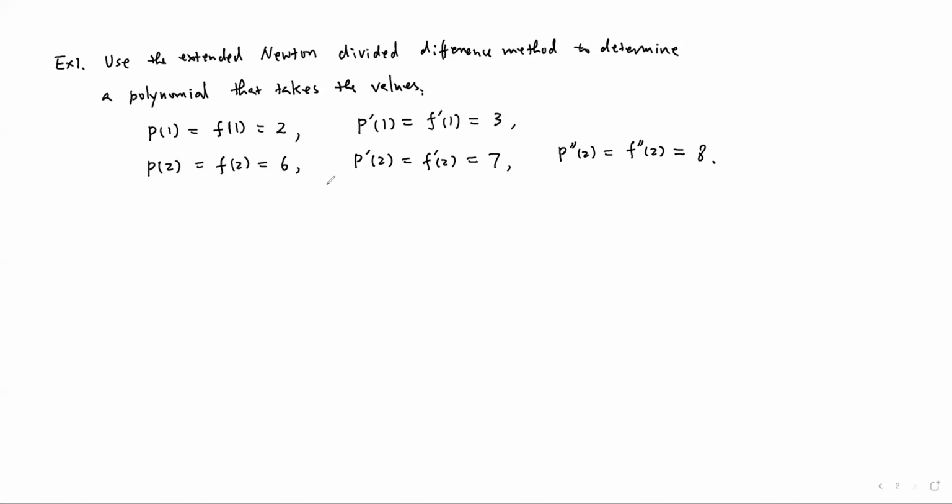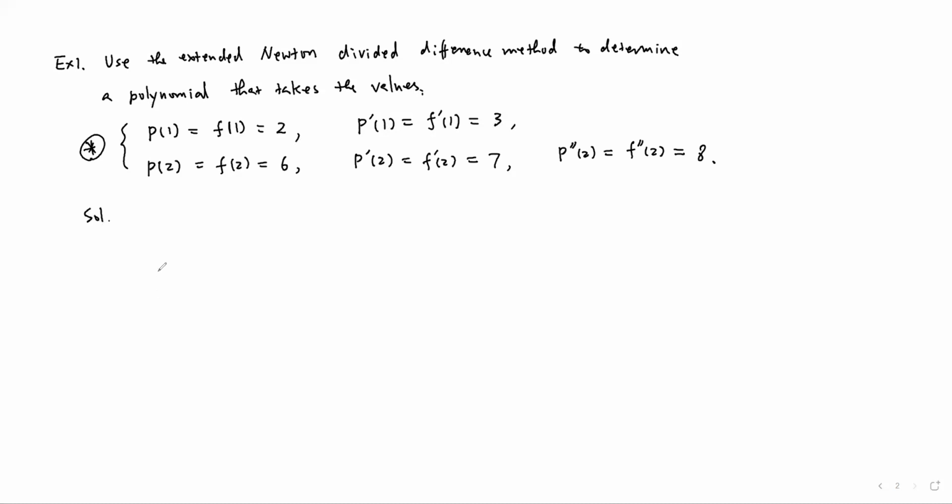Now, the question is how to find such a polynomial satisfying all these 5 conditions. Let me give a name to these 5 conditions. Call them star. Okay. Now, solution.